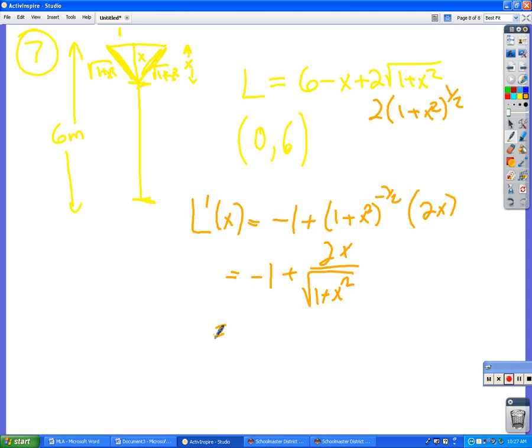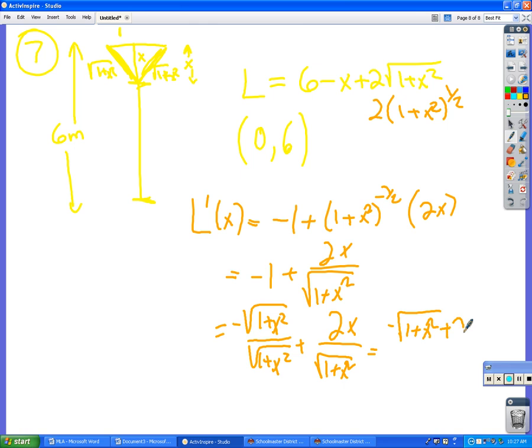Okay, so I have to get a common denominator, that's going to be negative square root of 1 plus X squared. Right, you guys see how I did that? So this is going to be negative 1 plus X squared plus 2X all over square root of 1 plus X squared, right? Okay, then what do I have to do with that? Take the top and set it equal to 0.